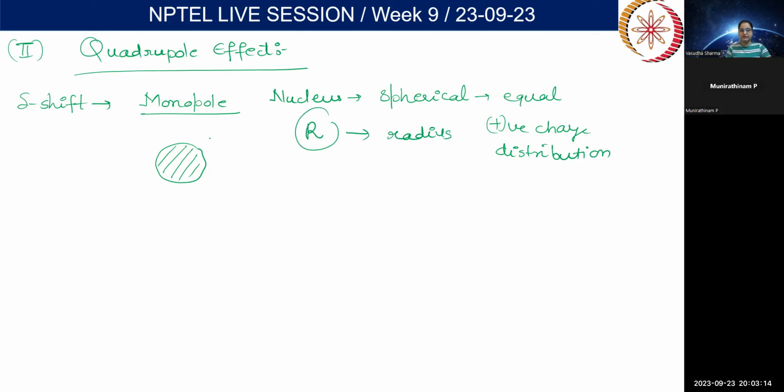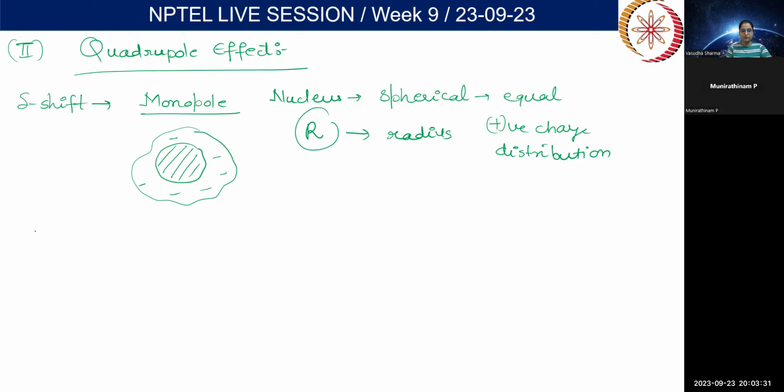So when we were talking about the S electron density around the nucleus, the nucleus was homogeneous. That means it is an equal distribution. That's why it was single pole.